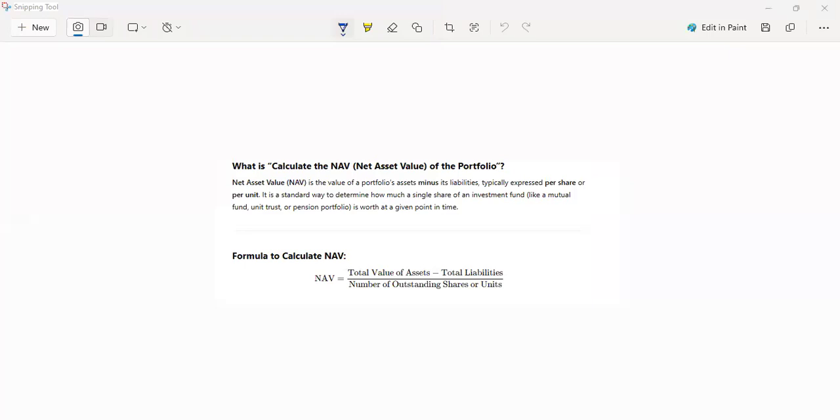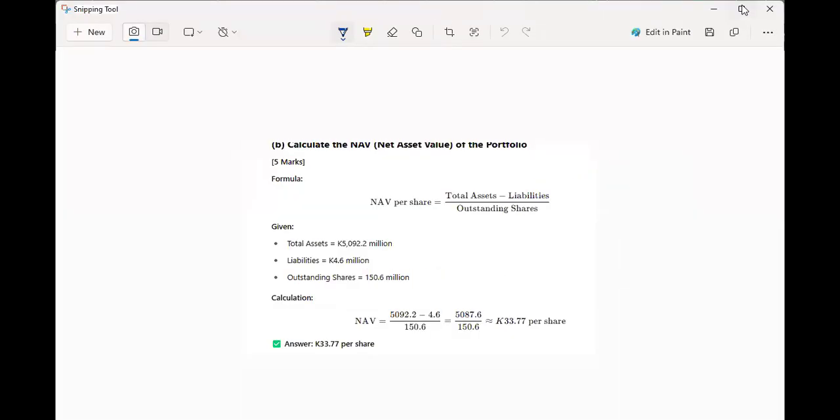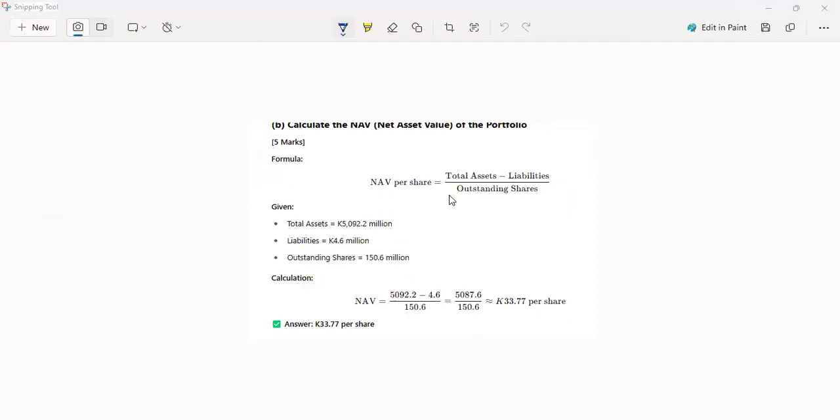So we're going to get our value. Check the pamphlet, question number 8. So it's total assets minus liabilities, over the outstanding shares. This minus that over 150, we're going to get 3.77 per share. That's how we calculate that.